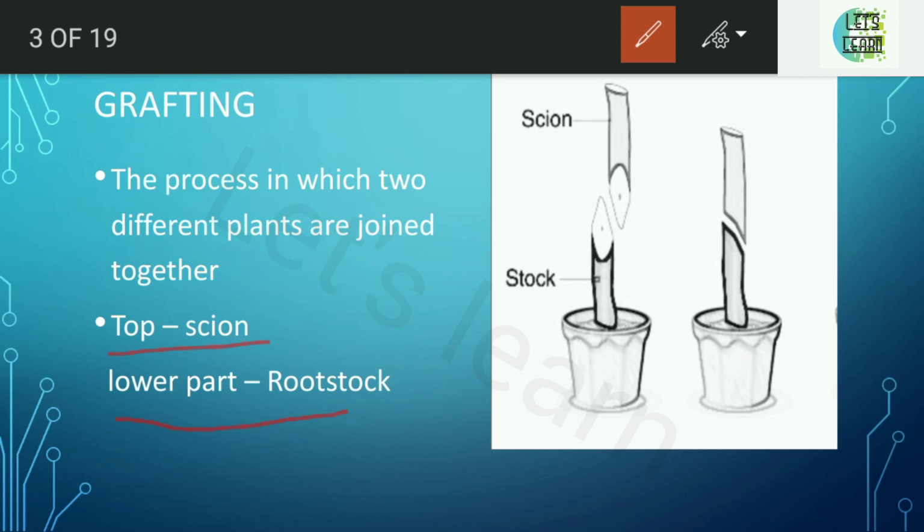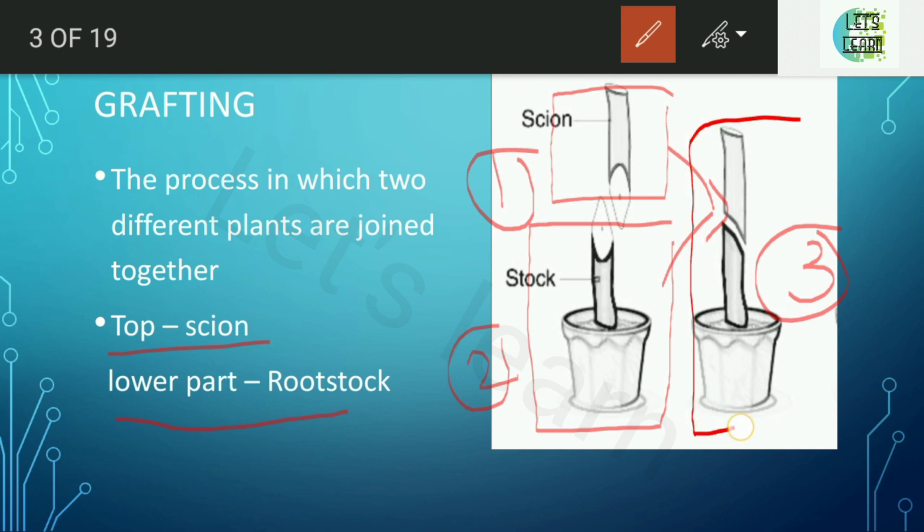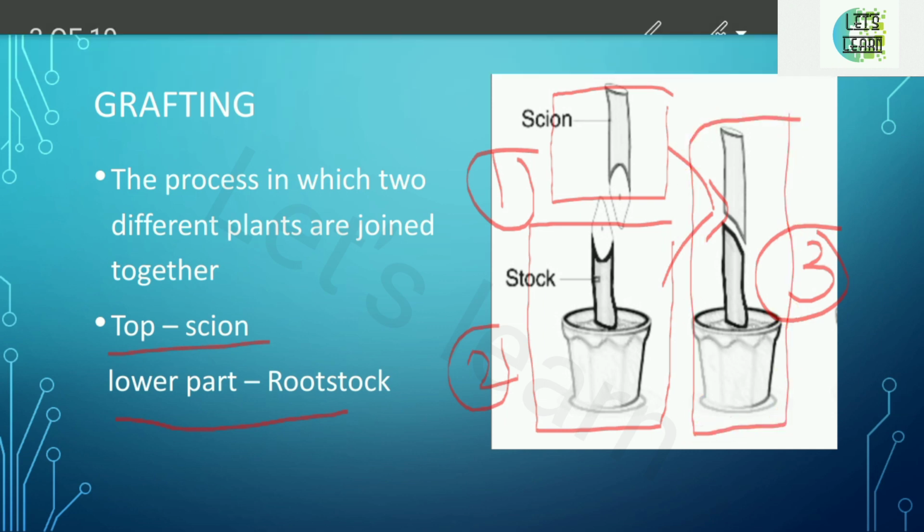So see in this image, the scion, which is the upper part, is one variety. This will be joined together with the rootstock, which is the lower part, and it is another variety. This number one variety and another number two variety will be joined together to get a new variety, and this joining process is called grafting. I think you are clear, okay.